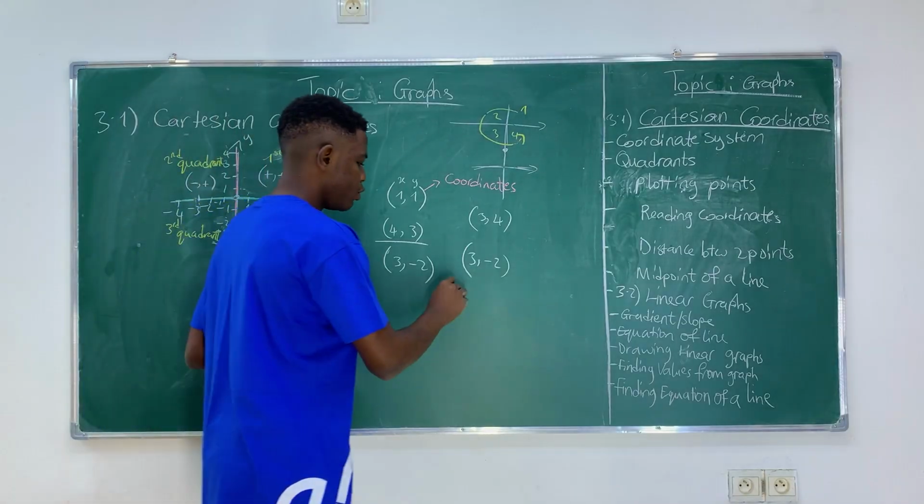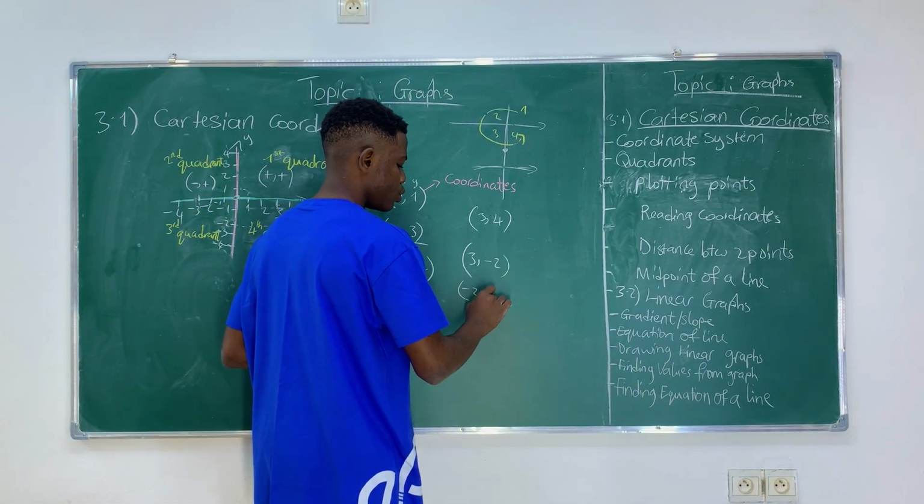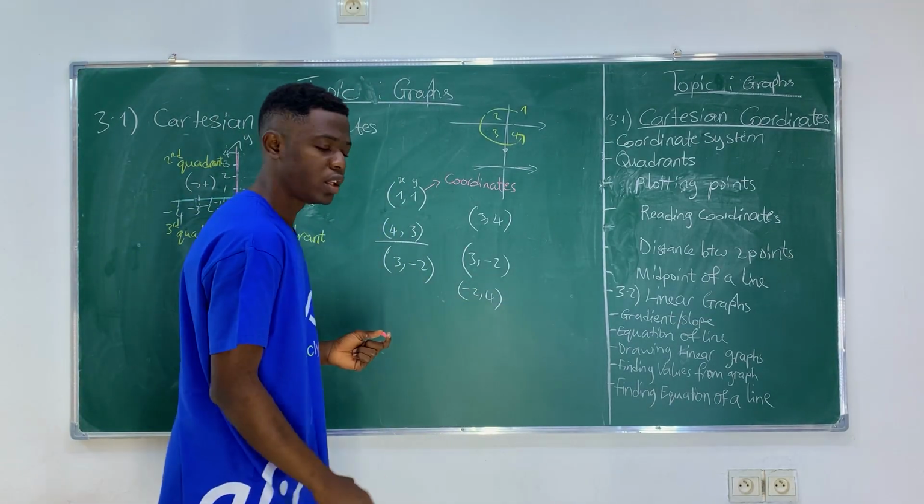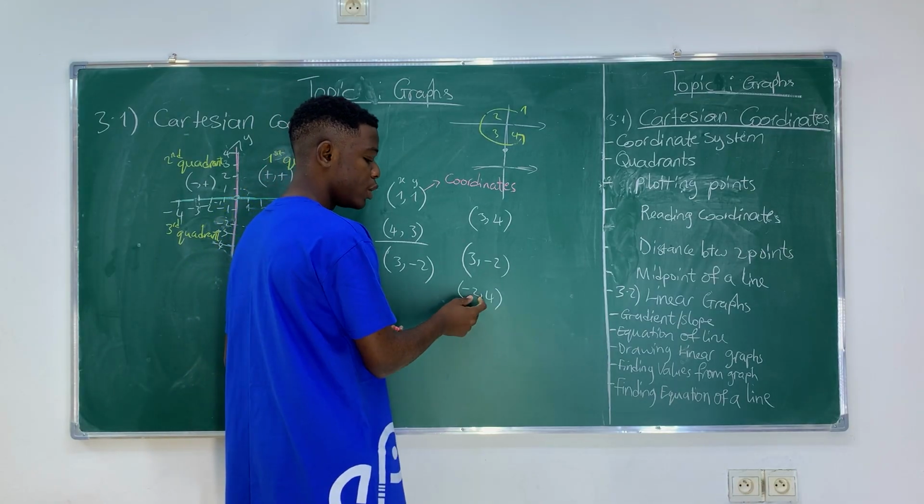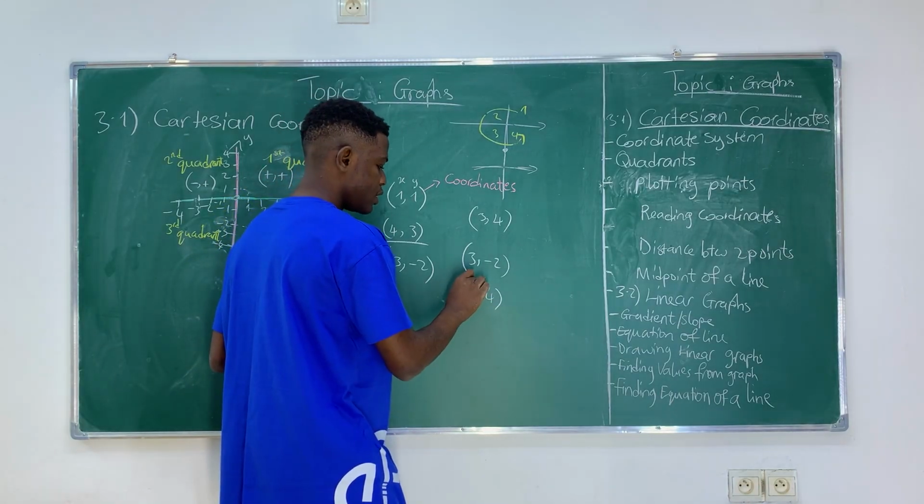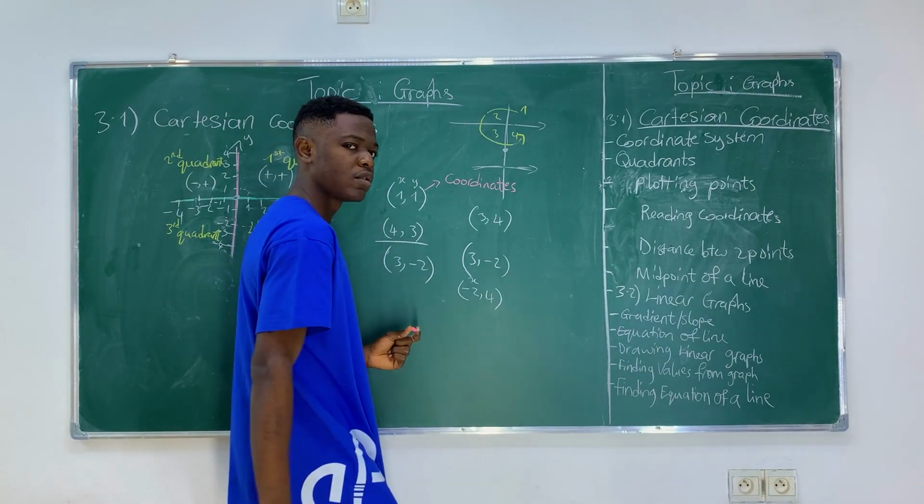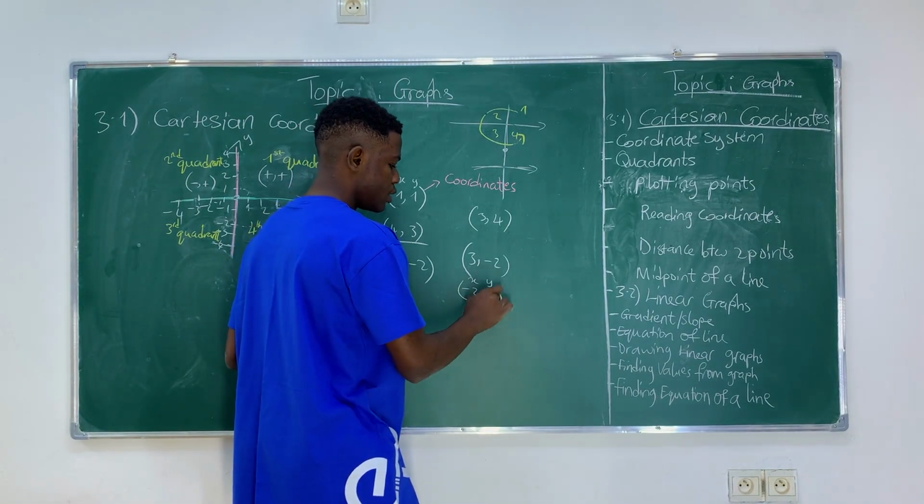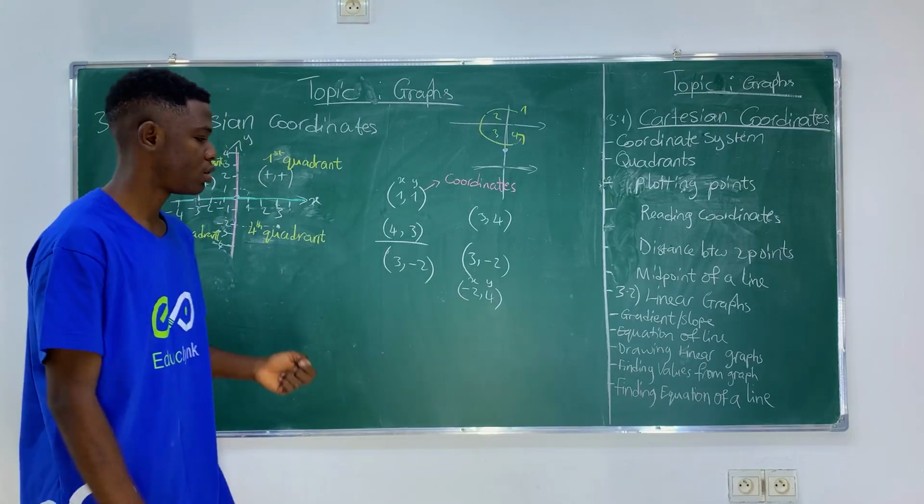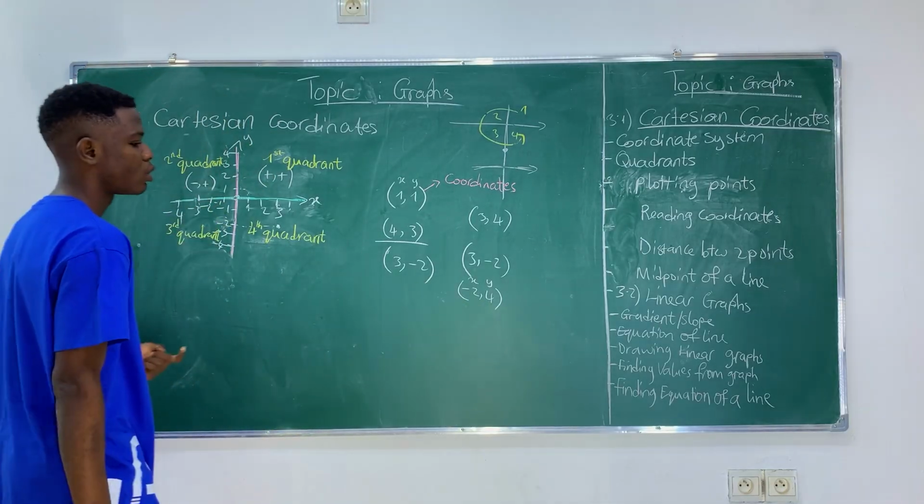You see, for example, if you have (-4, 4), the first point is always the x. The value of x here is negative. The value of y here is positive. Let's plot it. See that this is in the second quadrant.